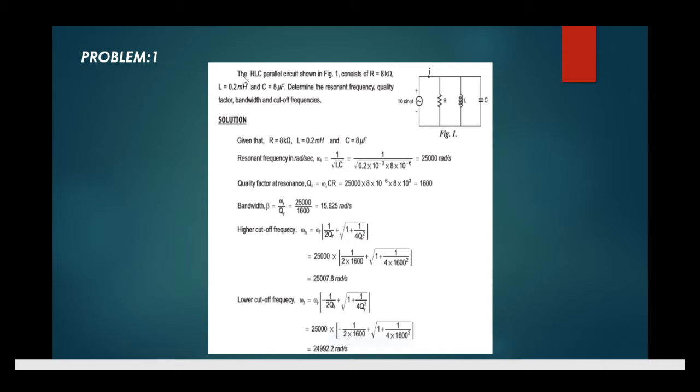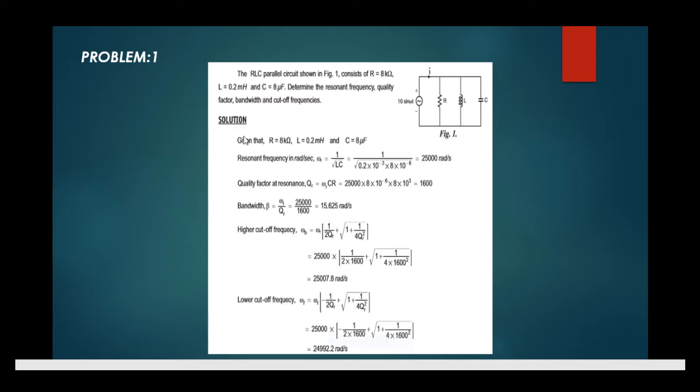The question is given as the RLC parallel circuit shown in figure 1. So this is figure 1 where R, L and C all are in parallel, which has got an input voltage source, which is an AC input voltage source, value given as 10 sin omega t. The value given in the question for the resistance is 8 kilo ohm, for the inductance is 0.2 millihenry, for the capacitance is 8 microfarad. Now in the question they are asking you to find out the resonant frequency, quality factor, bandwidth and cutoff frequencies.